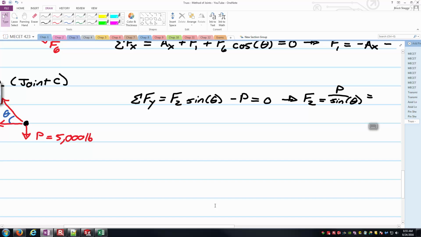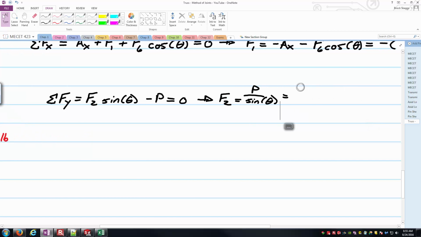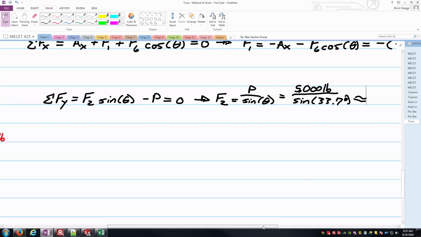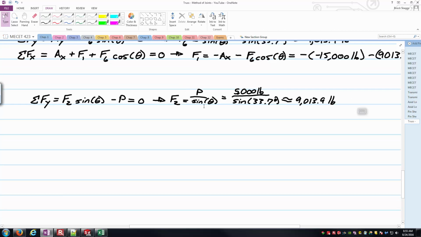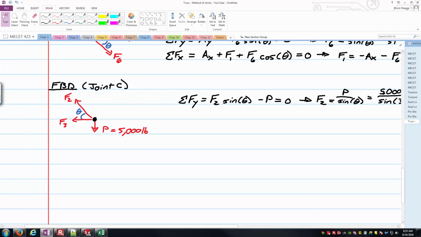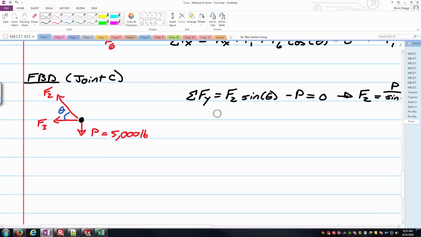P was 5,000 pounds. Substituting in our values, theta was 33.7 roughly. And we'll see what we have here. Well, that's the exact same thing we wrote before. It's right about 9,013.9 pounds there. So 9,013.9 pounds for F2. And then we solve for F3 using the horizontal equilibrium equation.